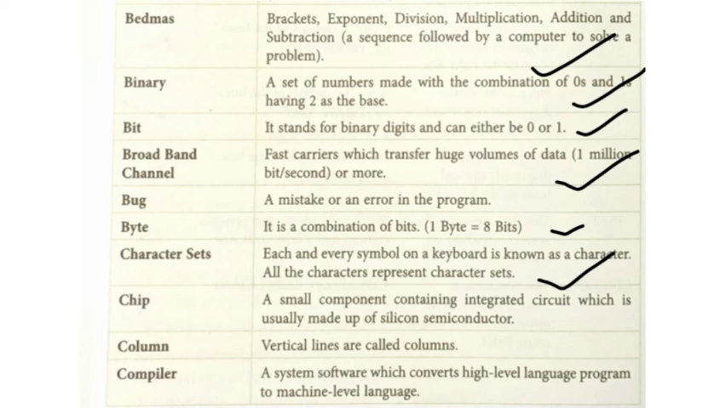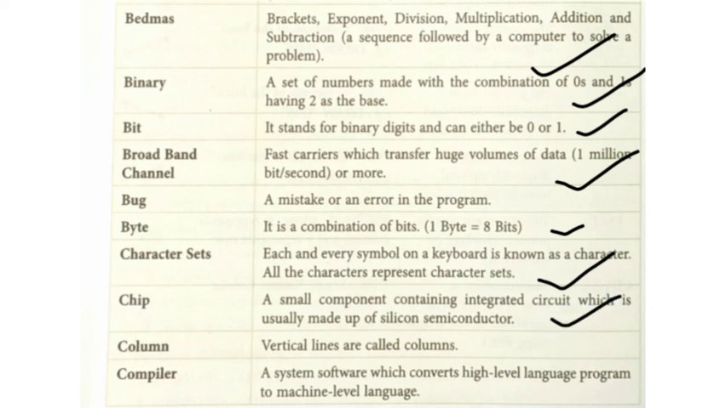Next is chip. What is a chip? A small component containing an integrated circuit, which is usually made up of silicon, a semiconductor. A chip is basically installed in your computer system with lots of information, with lots of things, to make it easy for us to use a computer system. And these are basically made up of silicon semiconductor.